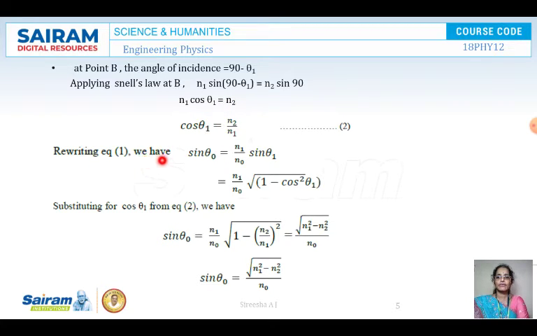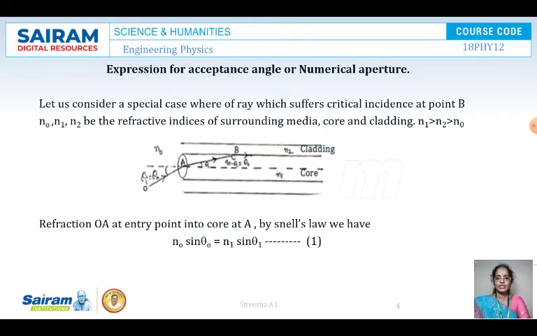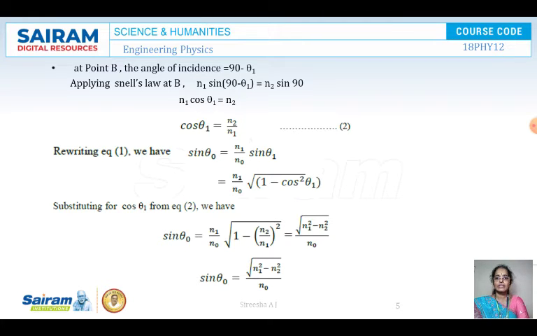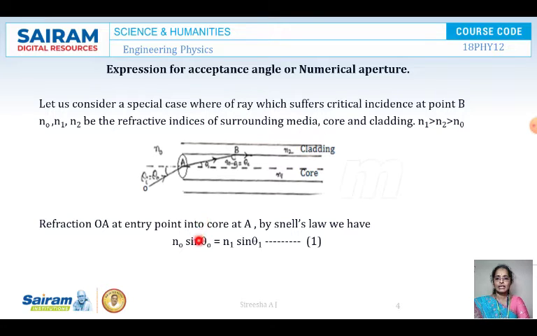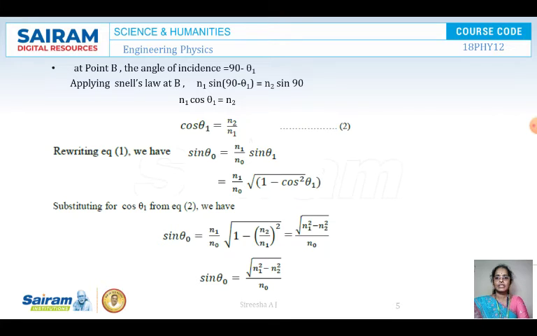Rewriting equation 1, which we have seen in the previous slide, sin theta naught can be written as n1 by n0 into sin theta 1. Rewriting sin theta 1 as root of 1 minus cos square theta 1, and substituting the value of cos theta 1 from this equation, n2 by n1.